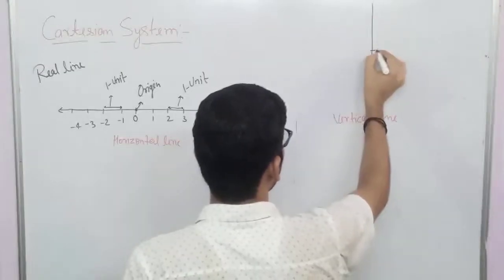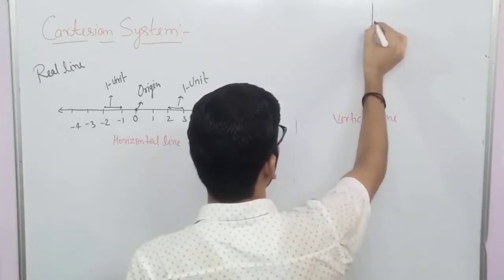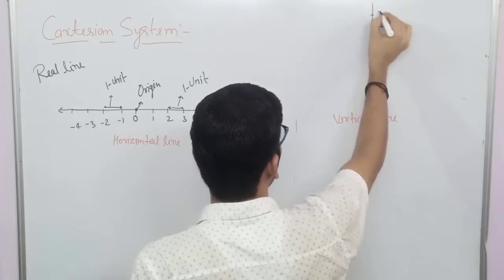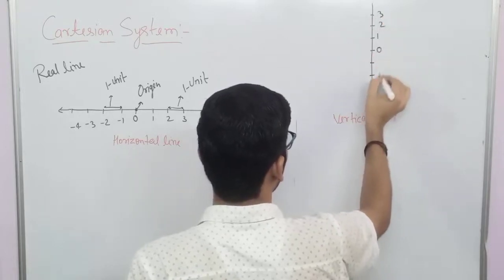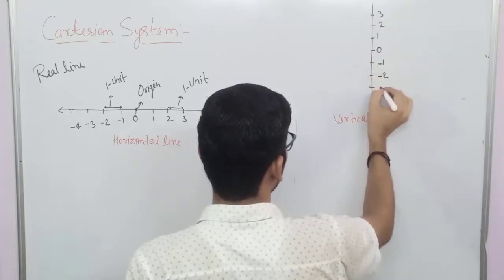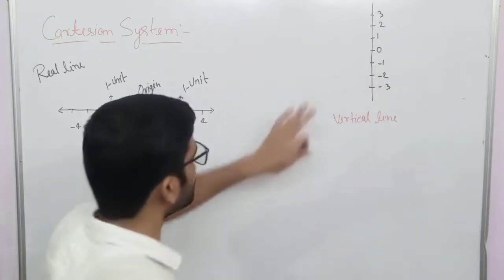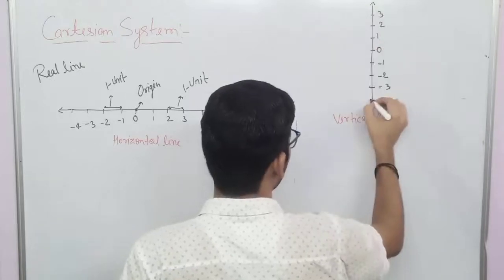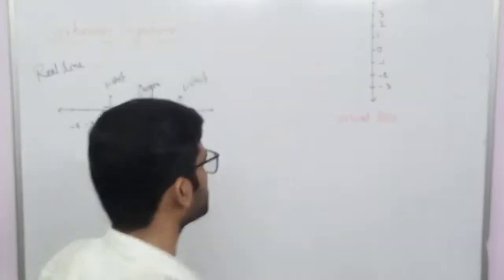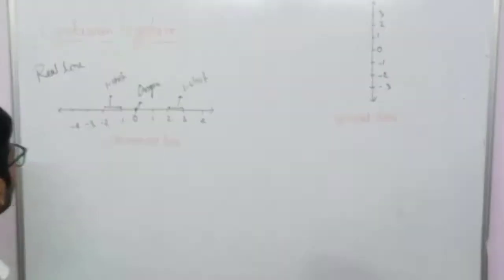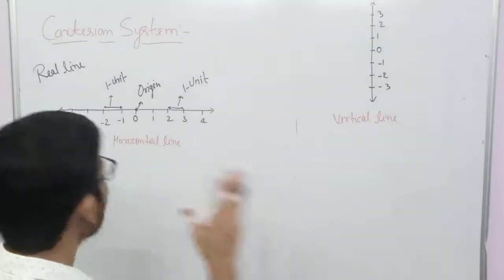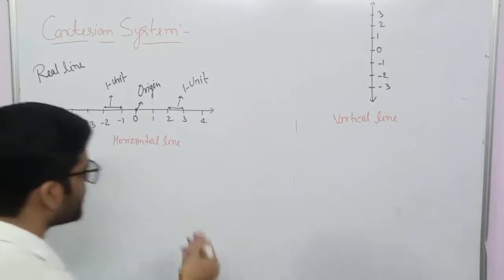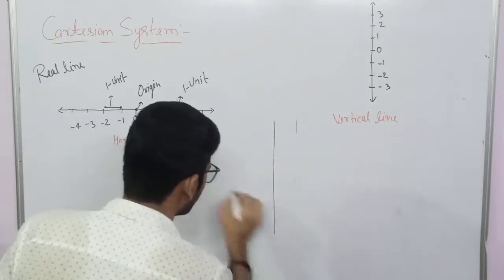You can draw it perpendicular, and this is 0, 1, 2, 3. And here -1, -2, -3 in the opposite direction. This line will be extended in both directions. So this is the vertical line, and now we want to merge both lines. So we have this type of lines.